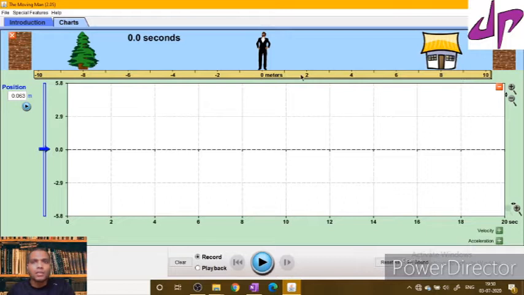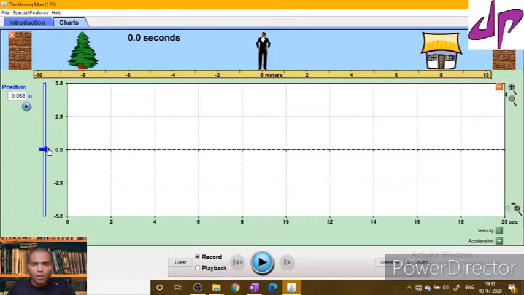Here you can see the scale: 0 meter, 2 meter, 4, 6, 8, 10 on the right side. Similarly, on the left side it goes up to -2, -4, -6, -8, -10. It means if you operate this arrow mark up and down, the man will move left to right. So we can change his position.